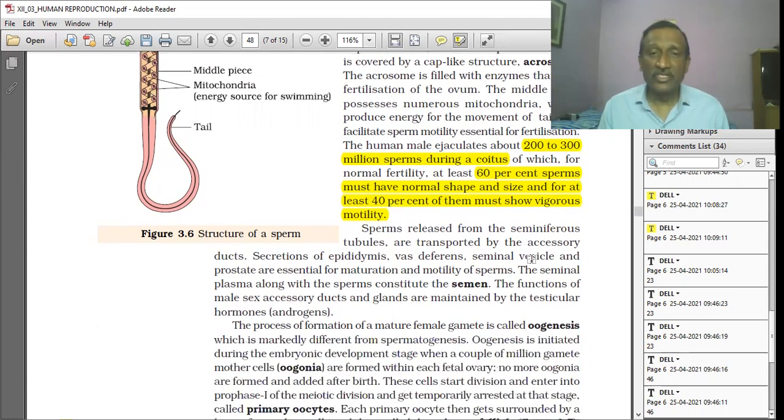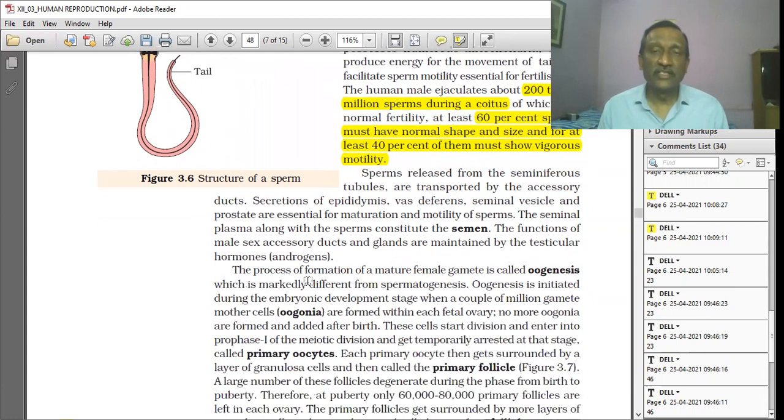Now, sperms released from the seminiferous tubules are transported to the accessory ducts. What are the accessory ducts? We already studied in yesterday's class. That is the rete testis, vasa efferentia, epididymis, and vas deferens. Now see, the secretions of the epididymis, vas deferens, seminal vesicle, and prostate are essential for maturation and motility of the sperm.